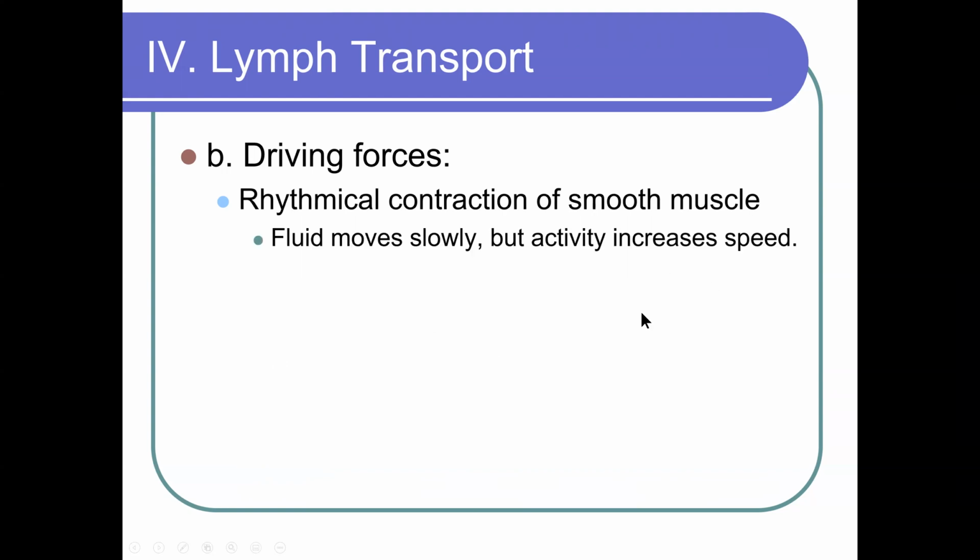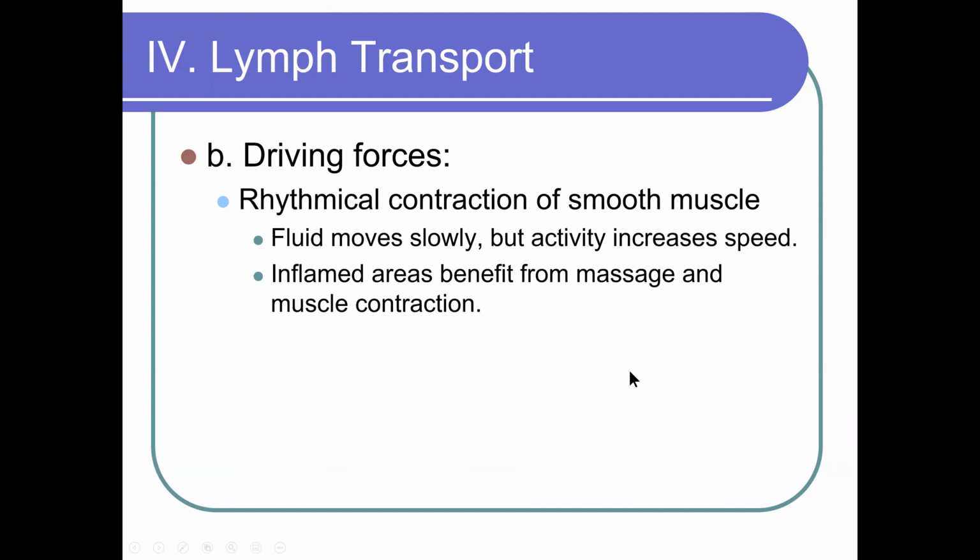Rhythmic contractions move the muscles. Fluid moves slowly, but activity increases speed. So the faster we go, the faster the lymph flow goes. Inflamed areas benefit from massage and muscular contraction.